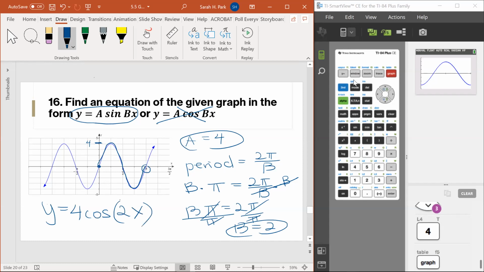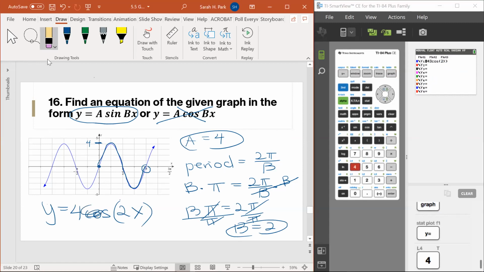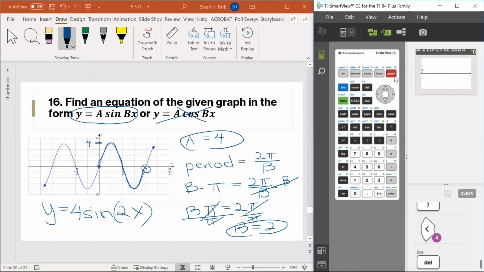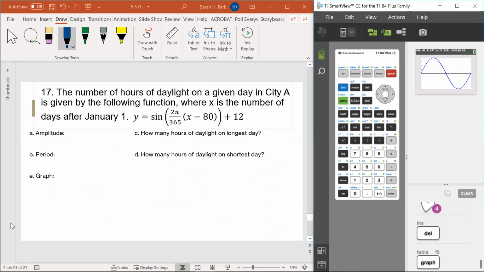And let's compare and graph. So here y equals 4. Oops, I said sine. Almost made a mistake there. So this should be sine. So y equals 4 sine of 2x. If we hit graph, okay, you can see that it does have the same shape. It goes from 0, 0, goes up to 4, down to 0, -4, back up.